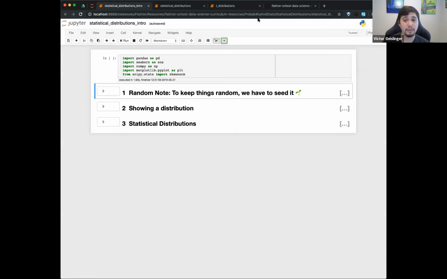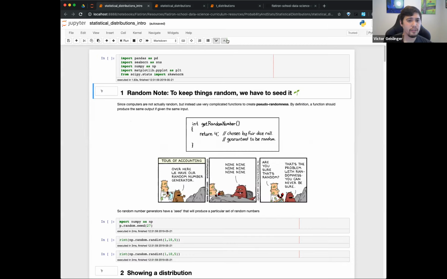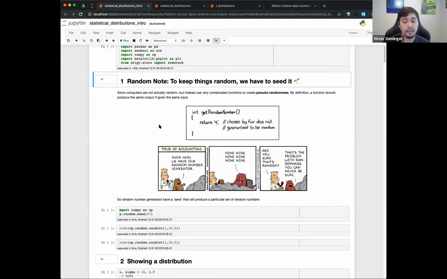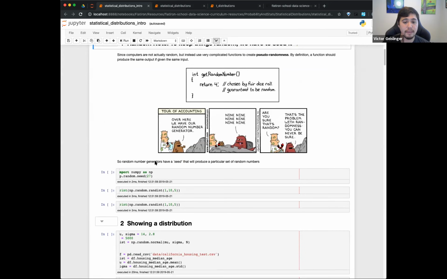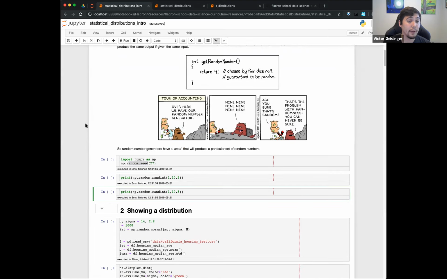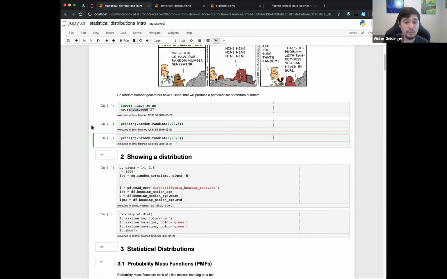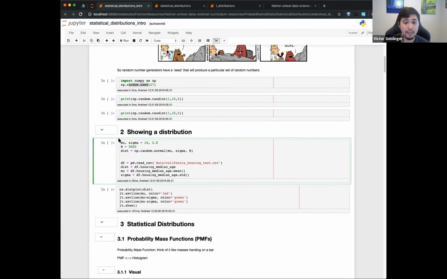So this is going to be the same notebook we've seen. This is when we first introduced statistical distributions. We talked about randomness, making sure we have that seed, and that's how we can get randomness. So then we can build an actual statistical distribution. And this is what we had right here. In this case, we had a normal distribution.